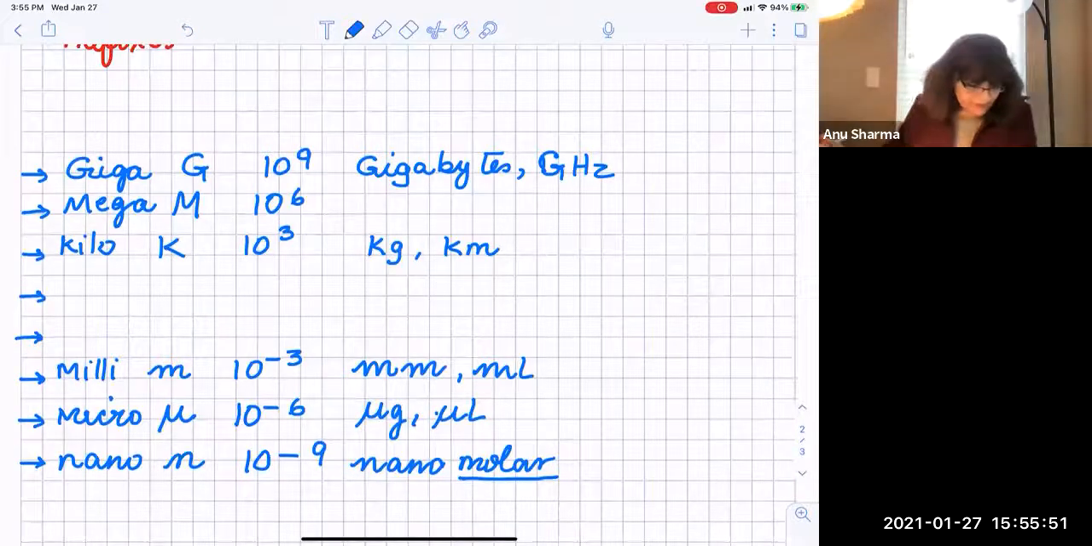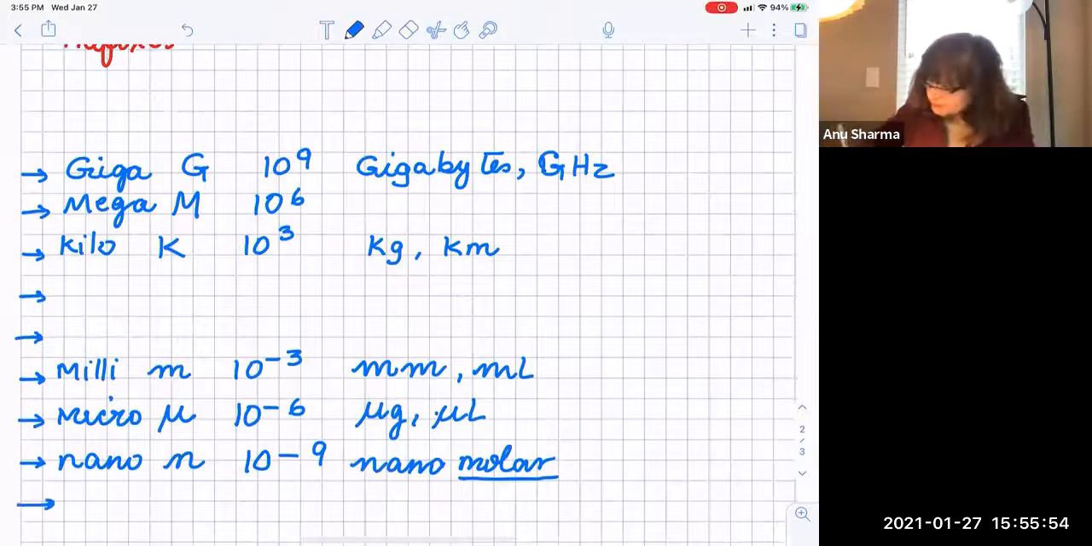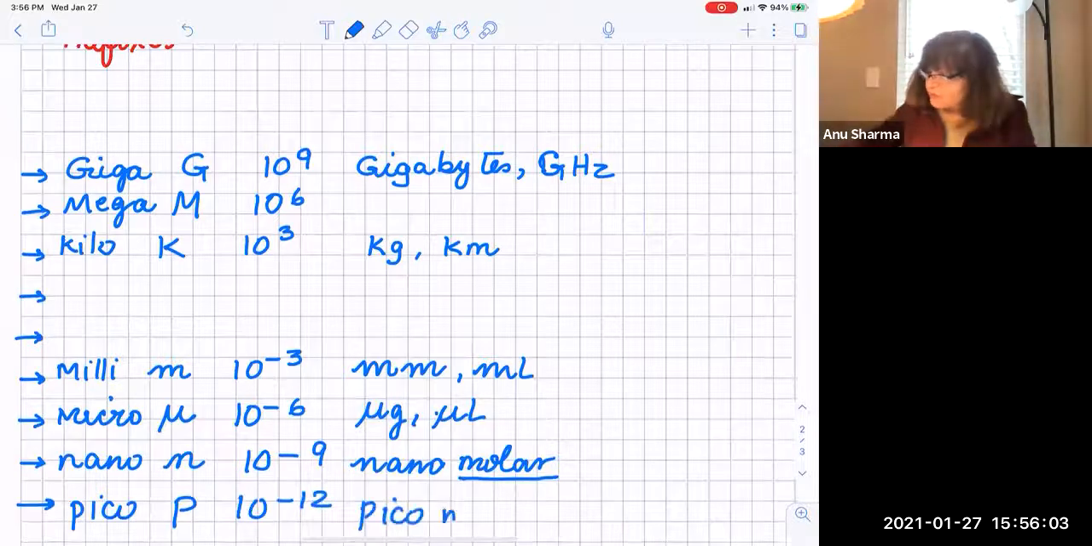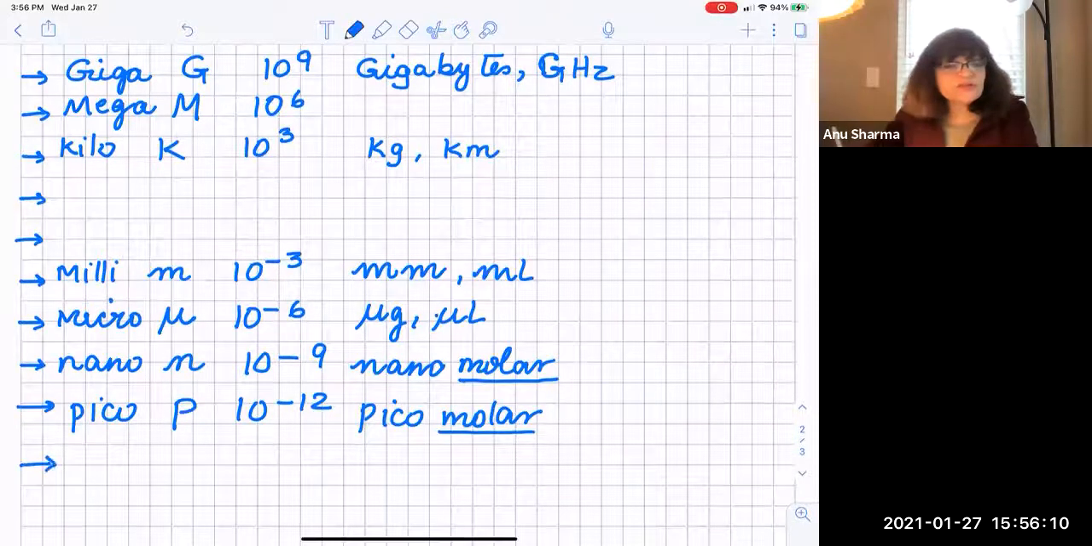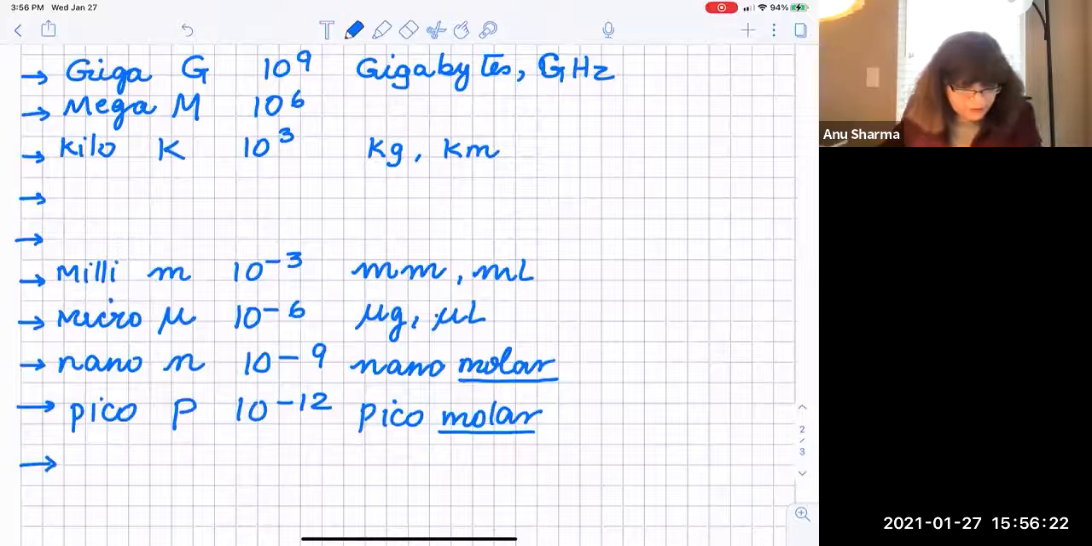Okay, next is pico. Pico is also very small. Pico is shown as small p, and this is 10 to the power minus 12. Once again, this is picomolar, a really tiny bit of medicine that is needed to bring the desired therapeutic effect in the body. When we test that medicine on animal models, this is how we come to know. Then the opposite of this is tera.